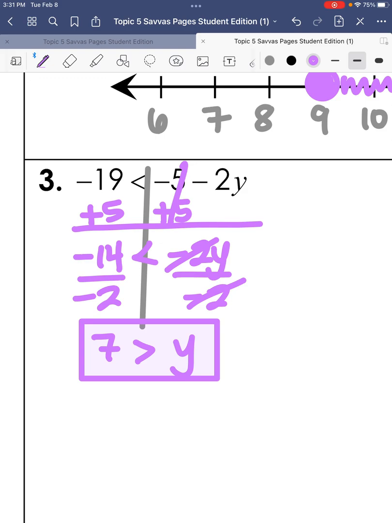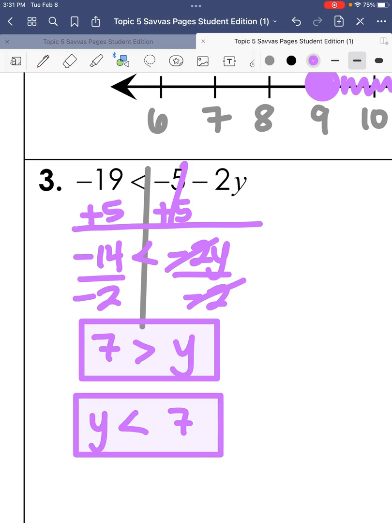Now I can write it so that y is over here and 7 is over here. Keep in mind, I want the pointy side with the y. So I do need to flip my sign, so y is less than 7 is also an acceptable answer. Now these are both equivalent answers. My graph for both of them will be the same.